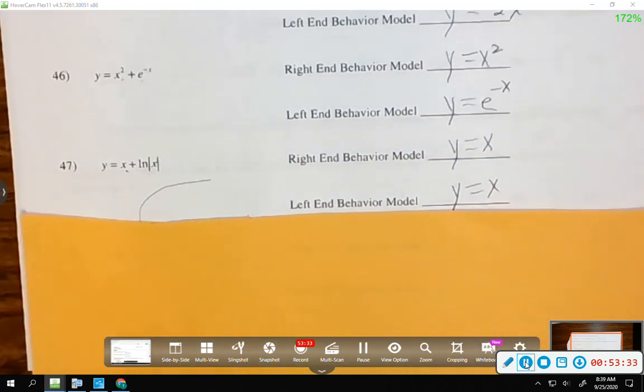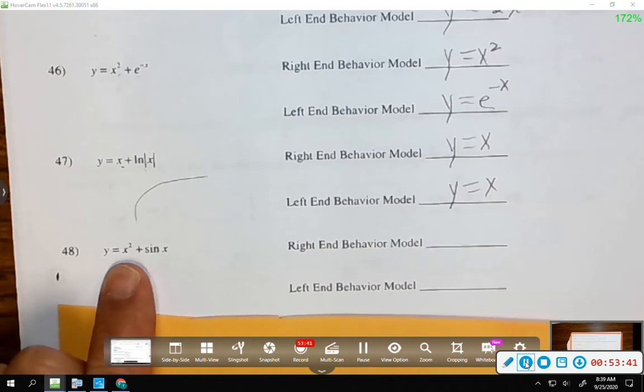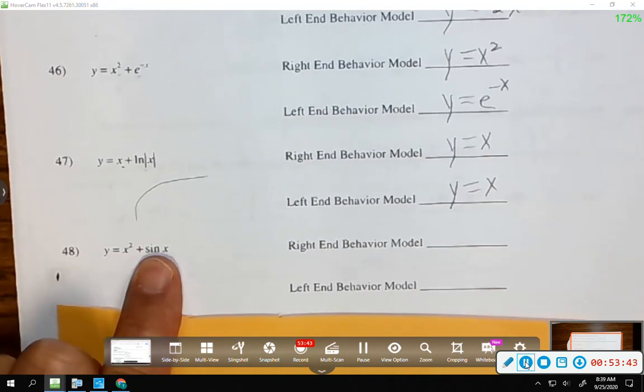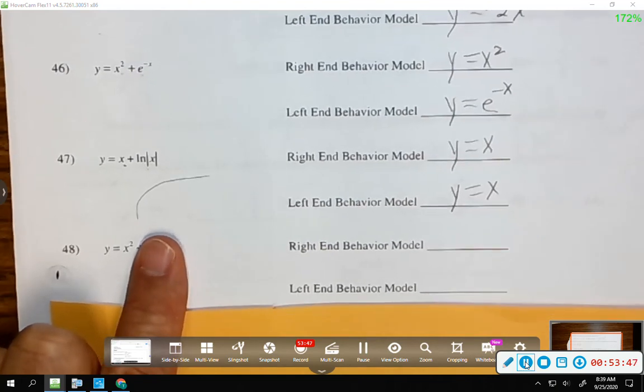Look at this. This is an interesting problem as well. If I plug in a large positive number and square it, that's going to be a large positive. This is some number between negative 1 and 1. This really has little impact at all as x gets larger and larger and larger.